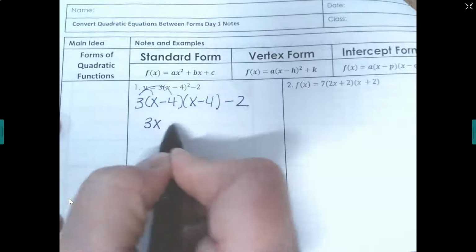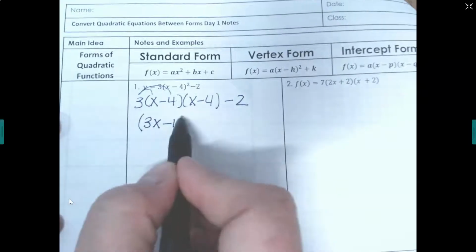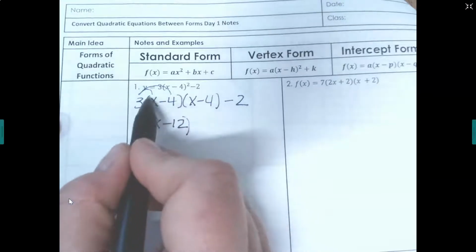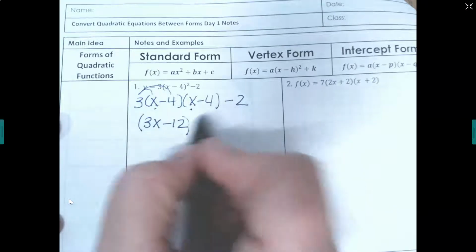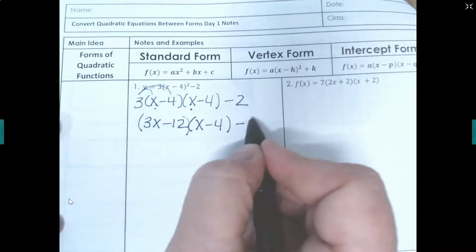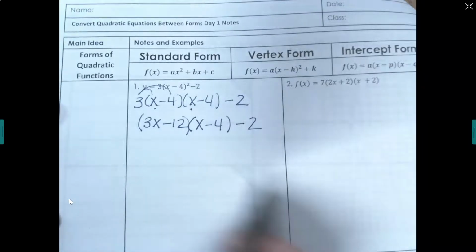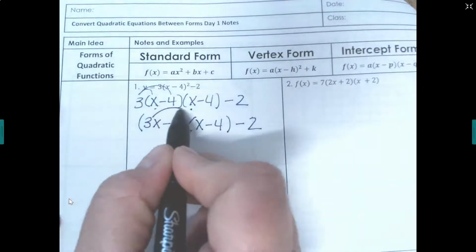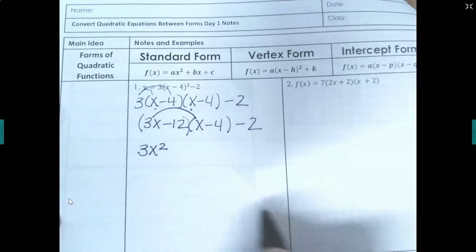So we get 3x minus 12. Now, it is still in a parenthesis because this entire parenthesis has to multiply to this entire parenthesis. So now we have times x minus 4, and we have minus 2. This is really a review of things that we've done. We're multiplying our binomials. So now we're going to take 3x times x, which will give us 3x squared.